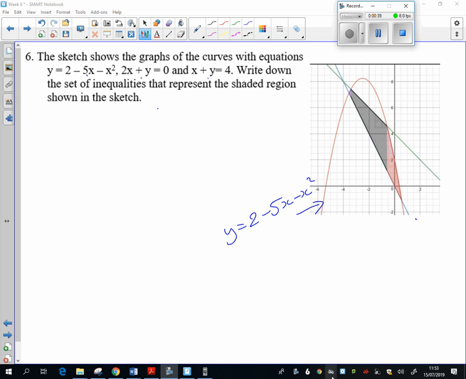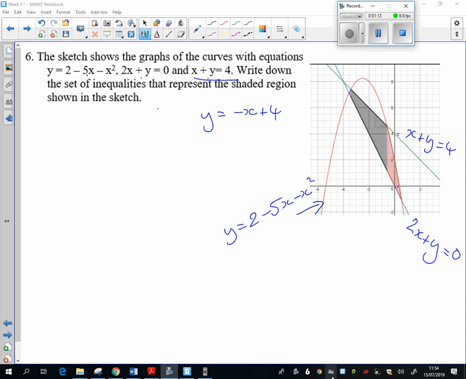The other two, well, they've both got negative gradients, so I think maybe I'll look at this one. If I rearrange this into the form y equals mx plus c, that's going to be minus x plus 4, so that must be the one with the intercept of 4. So that's the x plus y equals 4, the green line. So this blue line here must be 2x plus y equals 0, and that would have a y-intercept of 0 if I rearranged it, which it does, so I'm happy that that's correct.